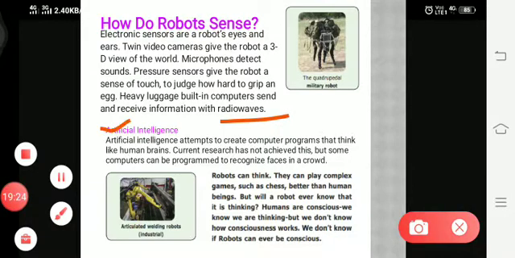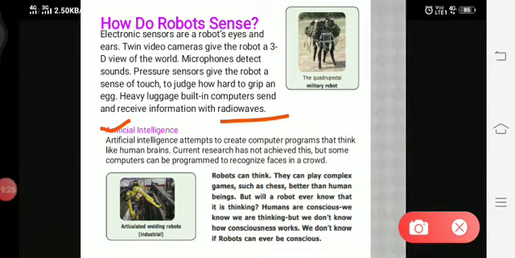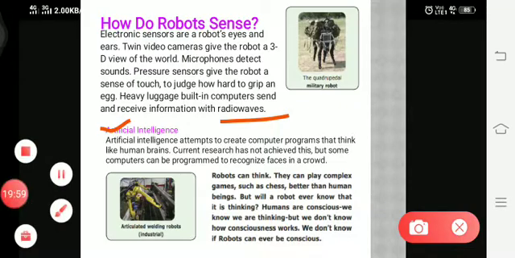Okay, what is meant by artificial intelligence? Artificial intelligence helps to create computer programs that help the robot to think like a human brain. Many researchers are working in artificial intelligence. So robots can think, they can play games, they can play chess, they can compete with human beings. But will a robot ever know that it is thinking? Humans have consciousness, but do robots have consciousness? We are not sure whether a robot is conscious or not.